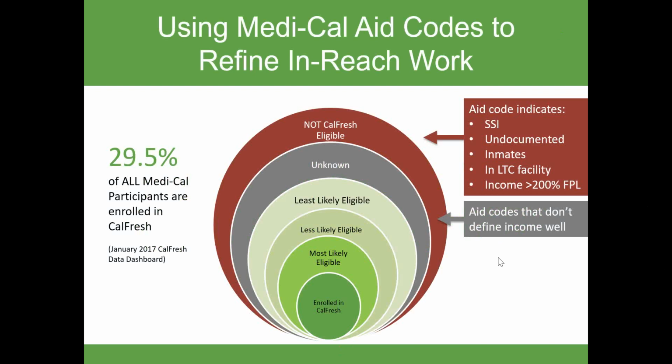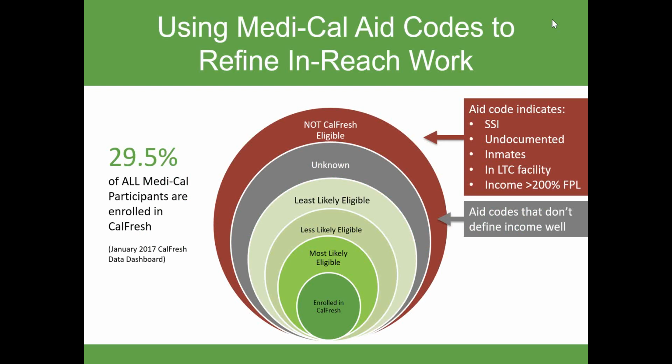So, for example, we have aid codes that identify individuals as receiving MediCal through SSI. There are aid codes where we would know that folks would be undocumented or inmates or in long-term care facilities, or aid codes specifically designed around MediCal programs where their incomes would be over 200% of the federal poverty level. And so the first thing we do is to peel back the onion of MediCal by saying, let's remove from our in-reach pool anybody who's categorically ineligible for CalFresh. So that would be that outer red circle.